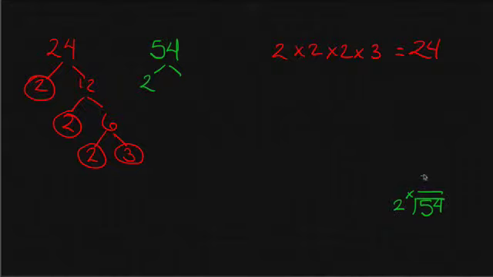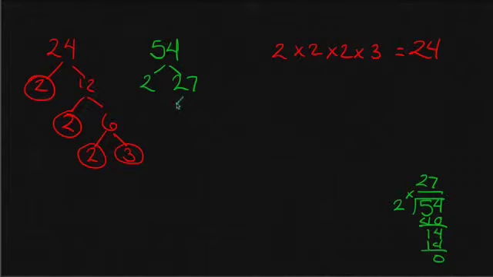So let's see here. 2 goes into 5 2 times. Gives me 4, and I'm left with 1, and I get 27. 7 times 2 is 14, and I'm done. Looks like 2 times 27 equals 54. So that's the way to find the other factors.